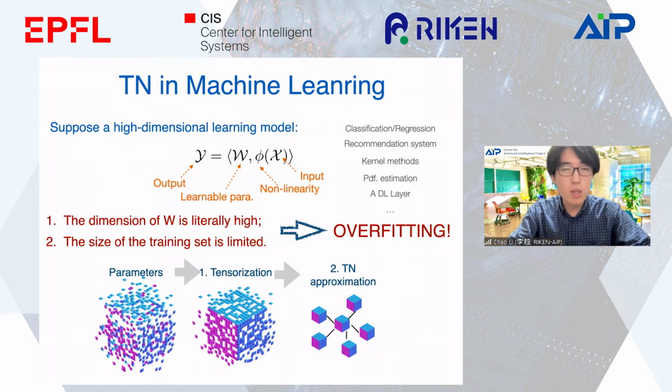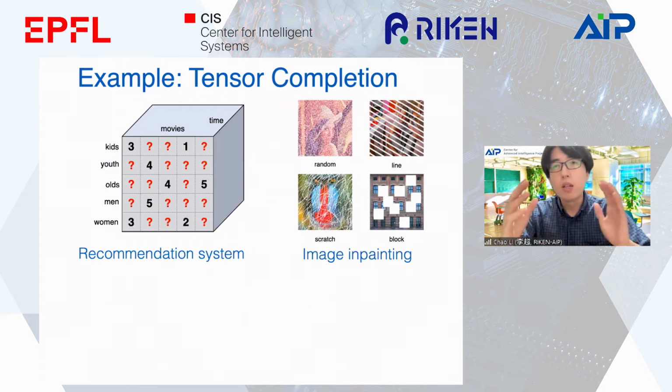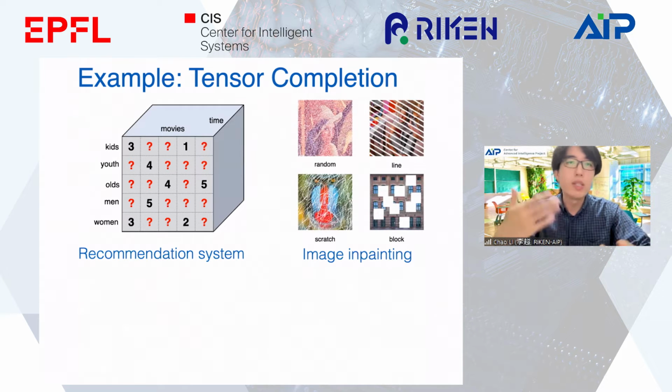Because the tensor network has a significant ability for dimension reduction, the two mentioned problems will be mitigated. So to further understand this point, let's see one example, that is the problem of tensor completion. The goal of tensor completion is to predict the missing values of a tensor from the observed entries. And it has been successfully applied to tasks such as recommendation system and image inpainting.